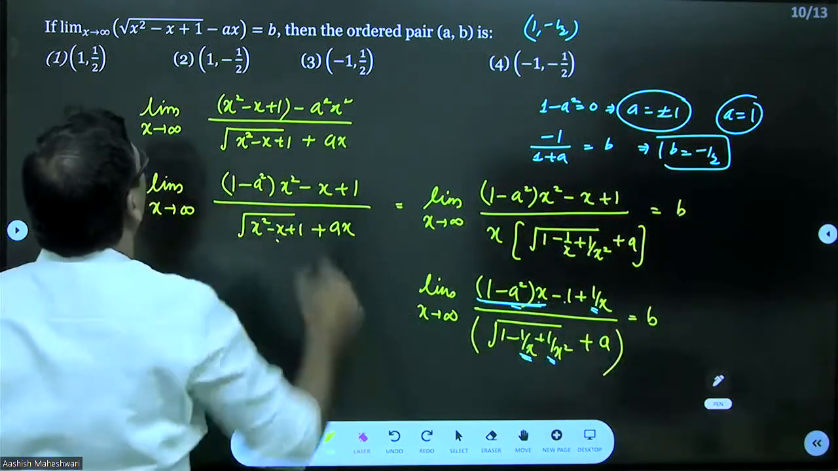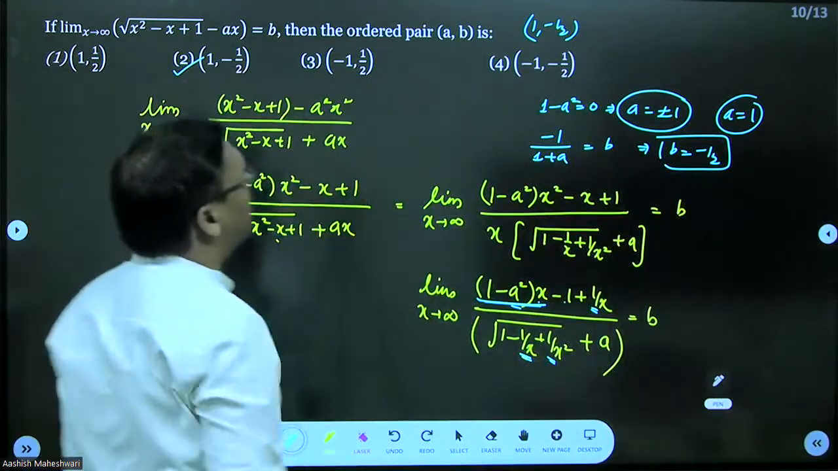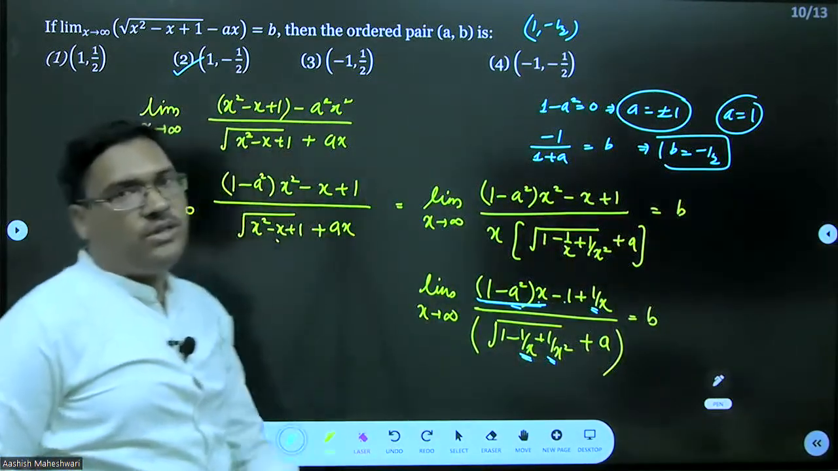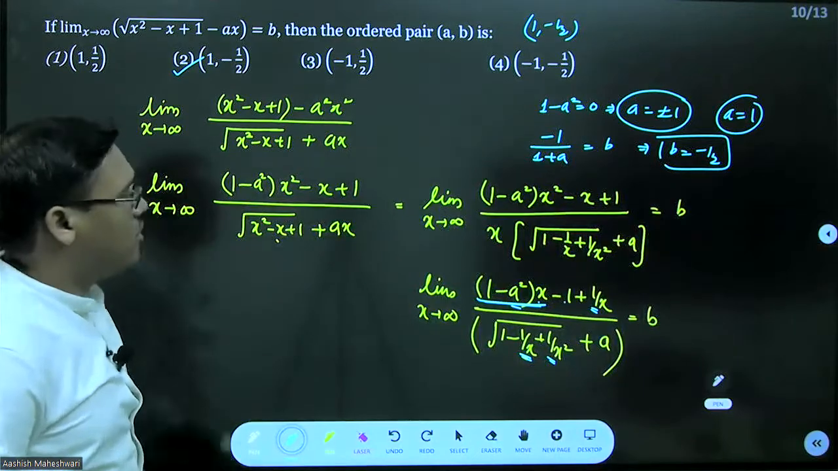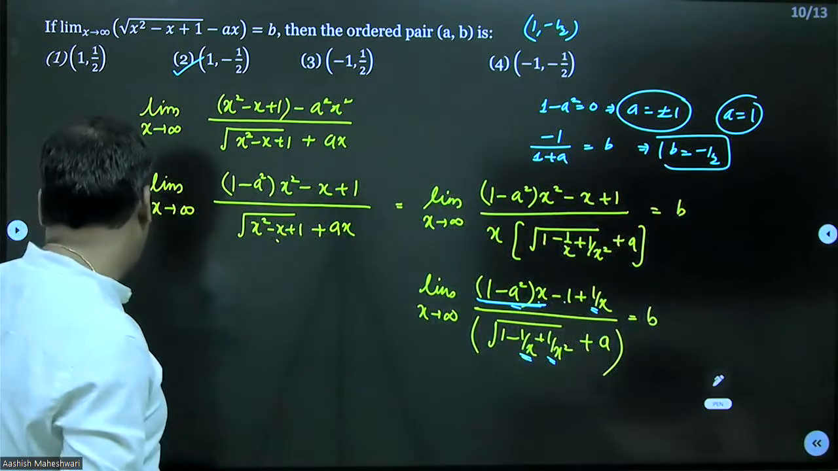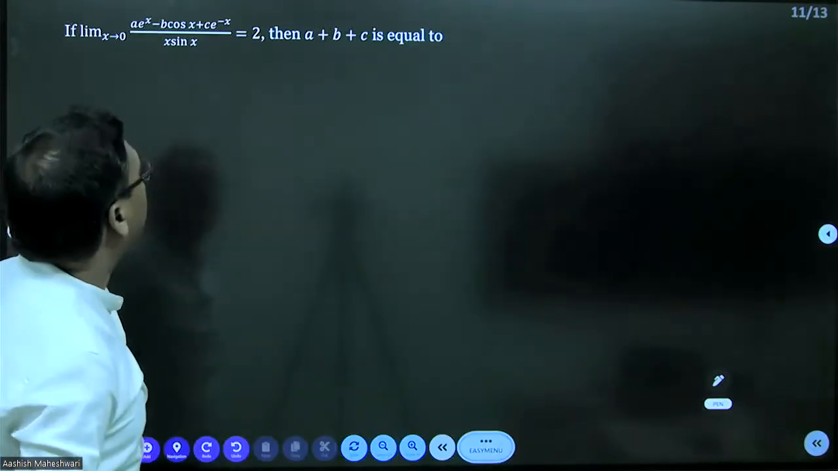That is the option 1 comma minus 1 by 2, which will be the answer for this question. So I hope you are enjoying this question. Check how you are solving the question, okay?